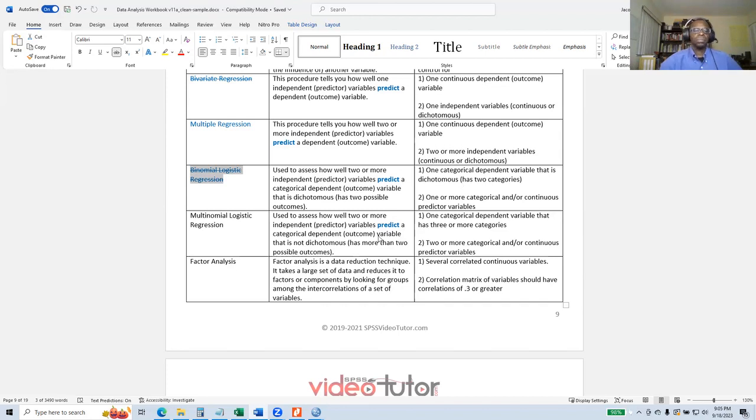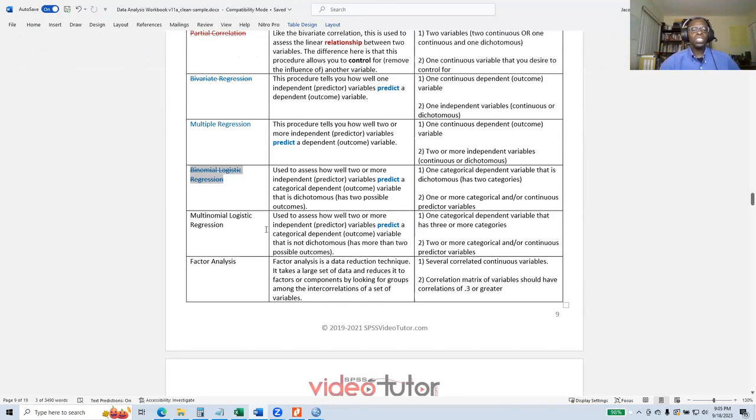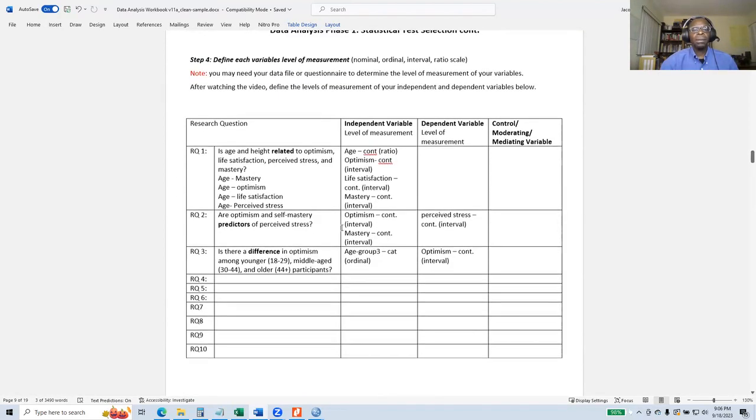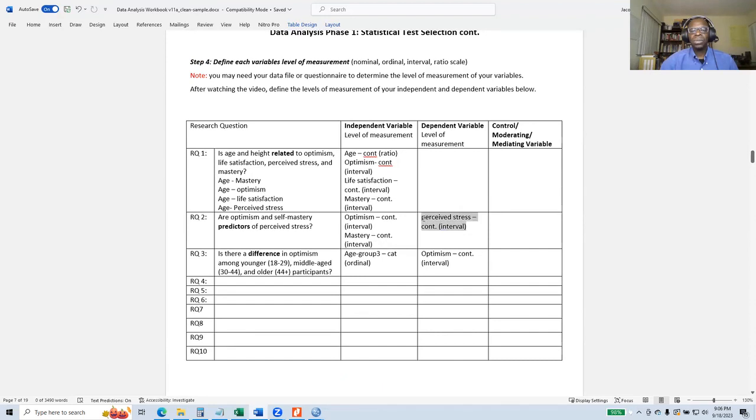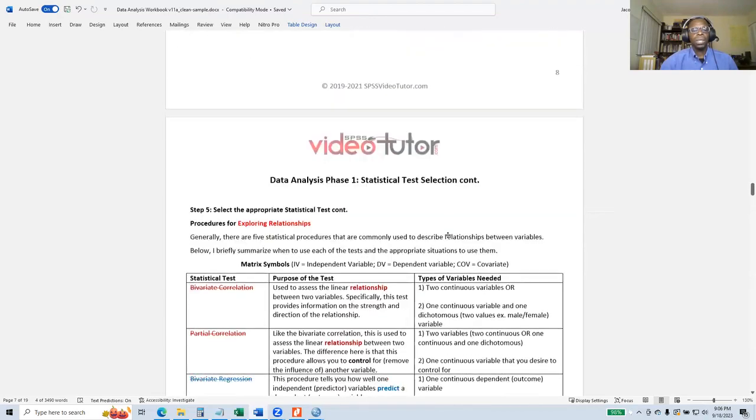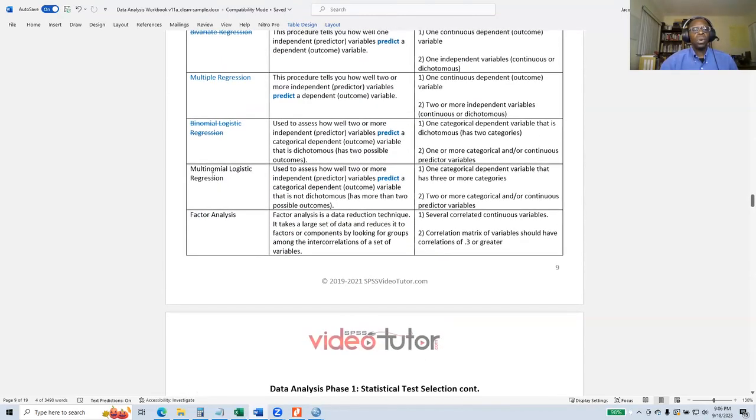Multinomial logistic regression is used to assess how well two or more independent variables predict a categorical dependent variable. Our dependent variable or outcome variable is not categorical. It's continuous, right? We go back up here and we see that it's continuous because it's a scale. So it's a continuous interval variable. So therefore, multinomial logistic regression is out.